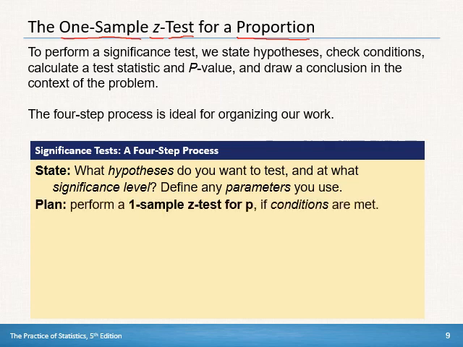All right, the plan. We want to state the inference procedure, one sample Z test for P, and then we want to test our 3 conditions. Make sure we're looking at those 3 conditions, and then the do.